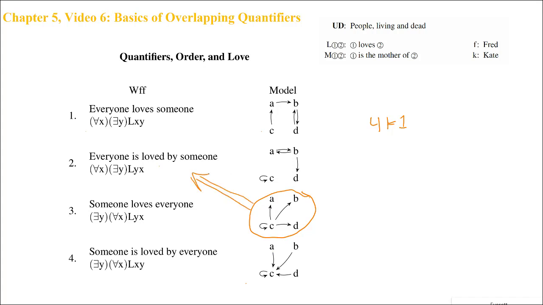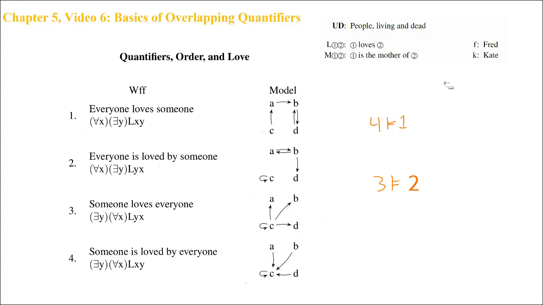Everyone is loved by someone in this picture here because, in fact, there's one person doing all that loving. Whereas if we take this picture, everyone is loved by someone, it actually makes this false because there's no one person that's loving everybody. So we've established again that 3 entails 2, and those are the only entailment relationships here.